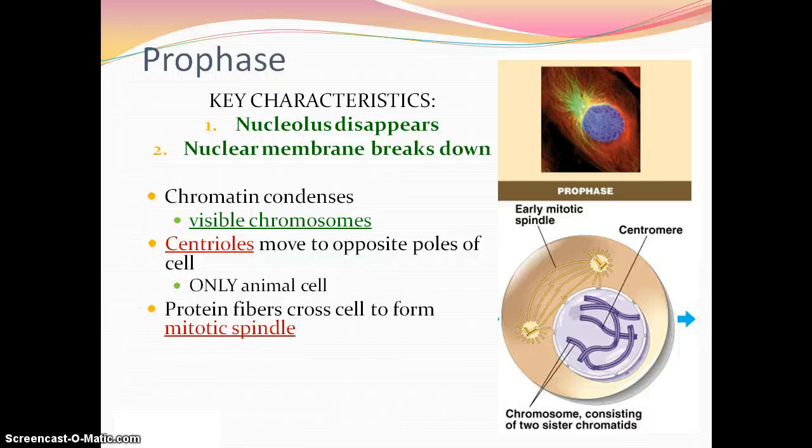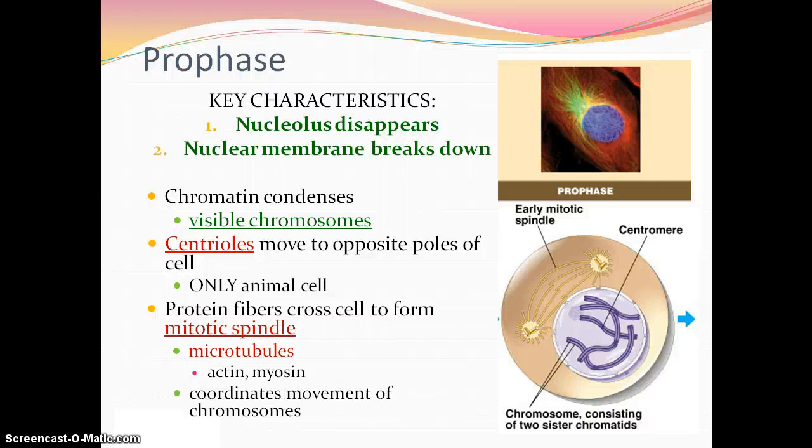Another thing that's happening during prophase is that those centrioles are moving to the opposite poles of the cell. And remember that centrioles are only found in animal cells. Also, we have the mitotic spindle forming, and that's part of that process of those centrioles moving to the opposite poles. That mitotic spindle is made up of microtubules, and those microtubules are made up of actin and myosin, just like our muscle cells. The mitotic spindle, again, coordinates movement of the chromosomes, and you guys should know that.